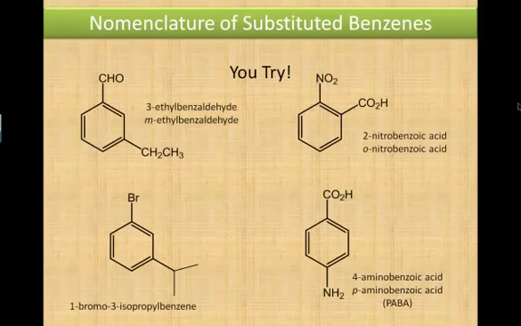And finally, we have 4-amino benzoic acid, or para-amino benzoic acid. This is better known as PABA. This is what you'll often find in sunscreens.